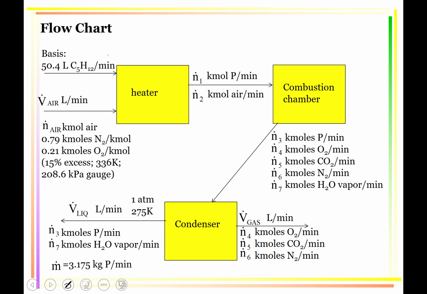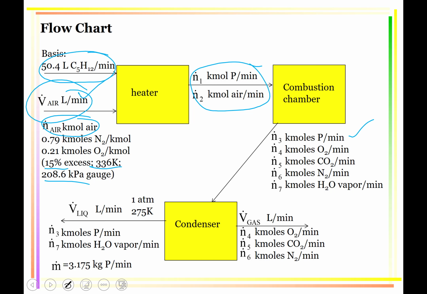So here's our flow chart. We have this pentane going in, given in liters per minute. We have air. We know that it's 15% excess, and we have information about the temperature and pressure. So we can determine immediately the number of moles of air, and we will just use that to determine the volume, which is a question later. Okay, and then we're heating it here, so no reaction yet. So together we have the pentane and this 15% excess air, and this combusts, and we have coming out pentane, oxygen, CO2, N2, and water. No CO because that information is given to us.